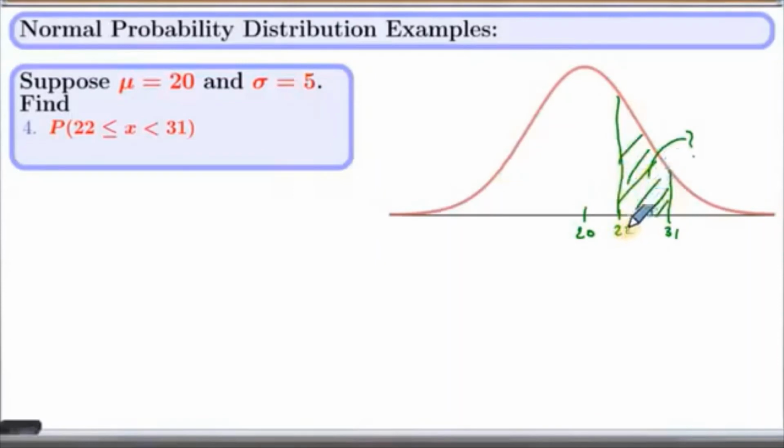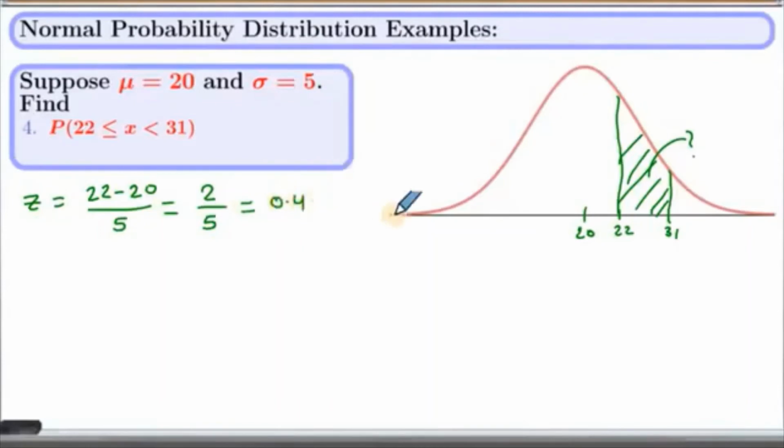For that, we need to find the z-score for 22 and 31. Let's do one at a time. Let's find the z-score for 22. All we need to do is plug in the value of x, the mean, and the standard deviation in the formula. On doing that, we get z equals 22 minus 20 over 5, which is 2 over 5, which is equal to 0.4.